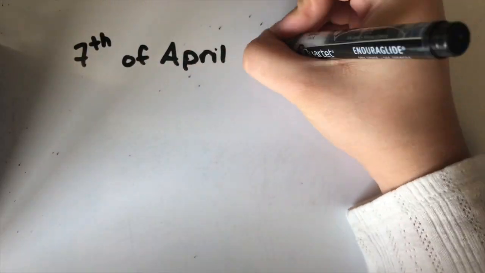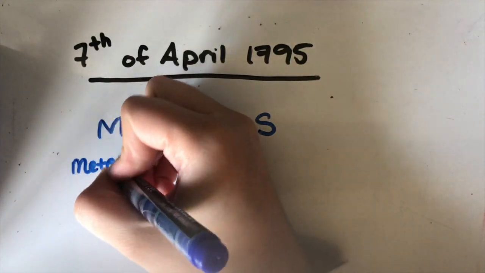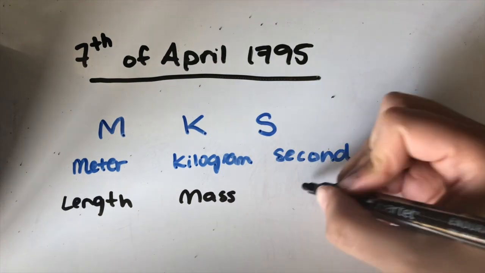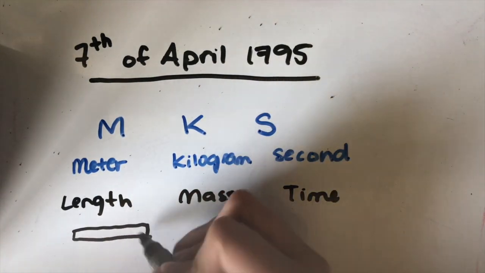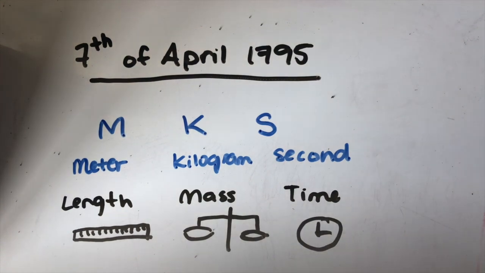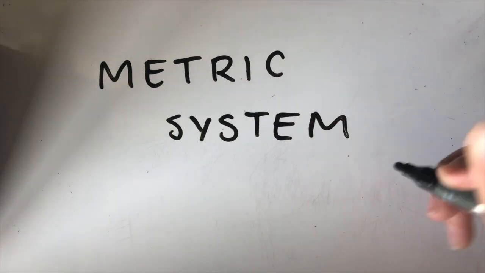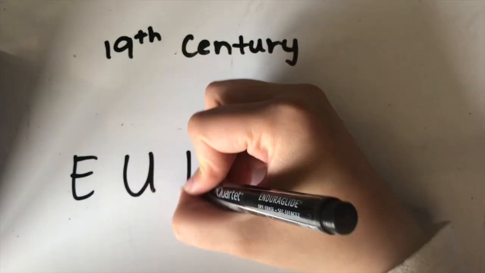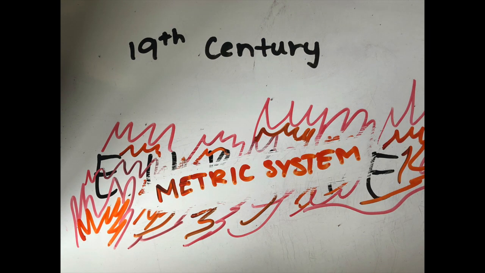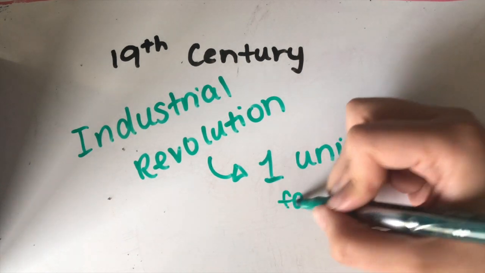Then, on the 7th of April 1795, the unit system is set. It consists of 3 units. First, the meter for length, second, the kilogram for mass, and finally, the second for time. Thus, the MKS system, or the metric system, was made. Then the metric system spreads like wildfire throughout Europe in the 19th century as the Industrial Revolution calls for a universal unit.